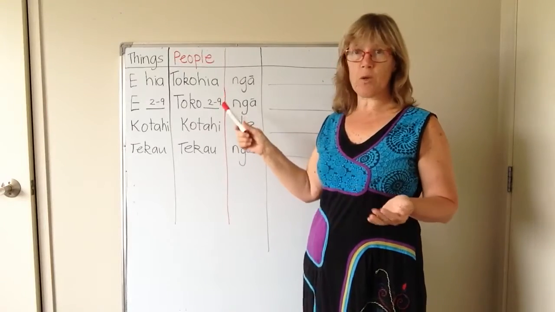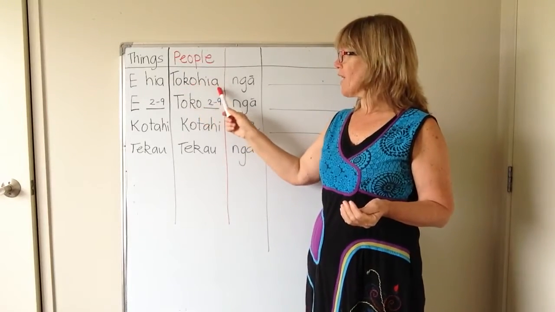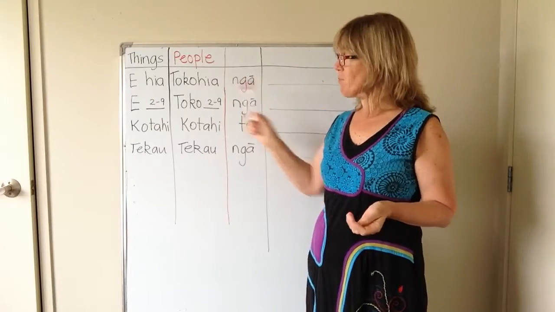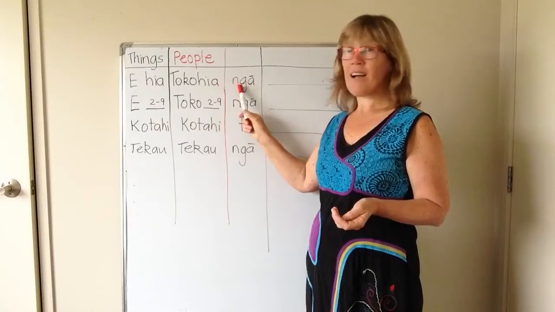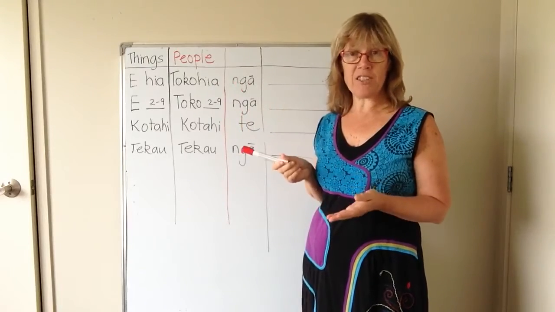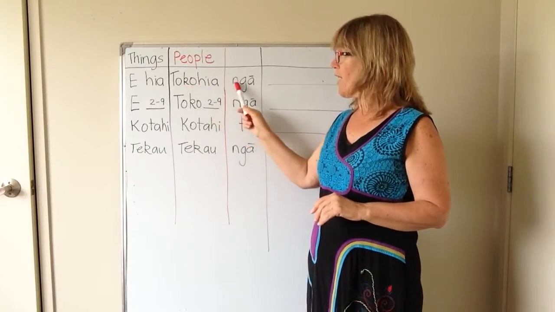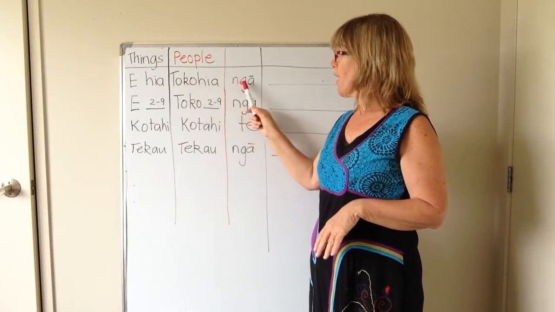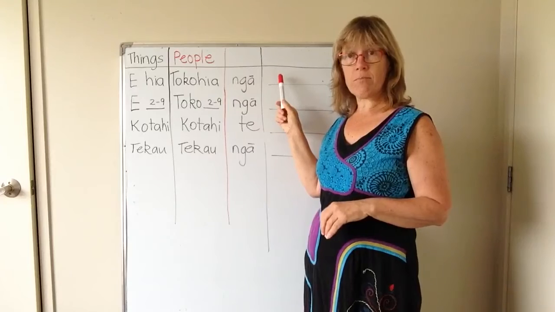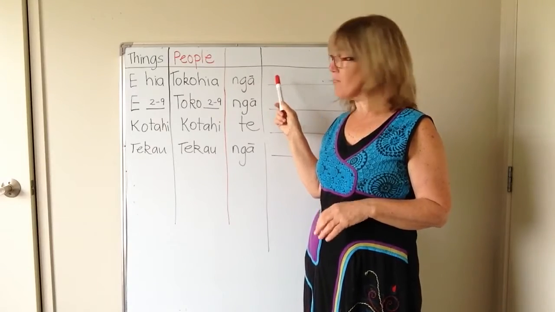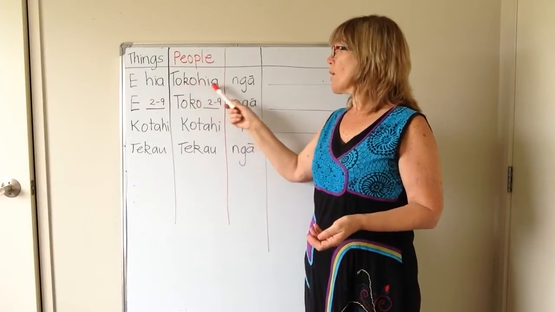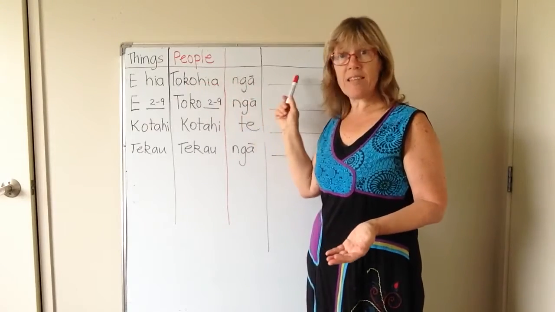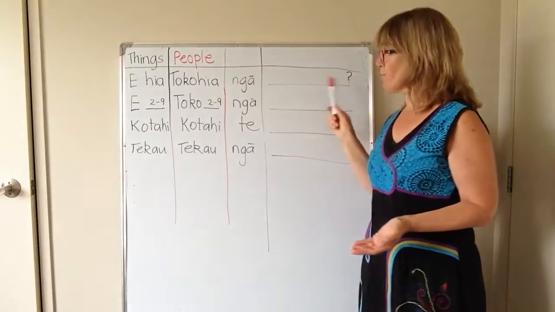So when we're asking the question, tōko here ngā tamariki, how many children? Or tōko here ngā kaiako, how many teachers? Tōko here ngā tāne, how many men? Tōko here ngā wahine, how many women? Tōko here ngā kaumātua, how many kaumātua? That's how you would ask that question.